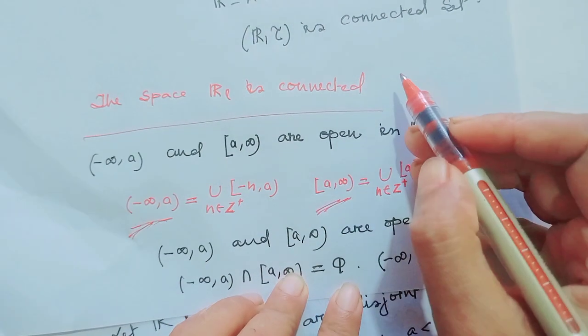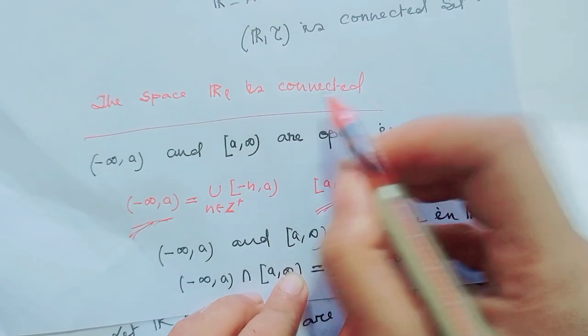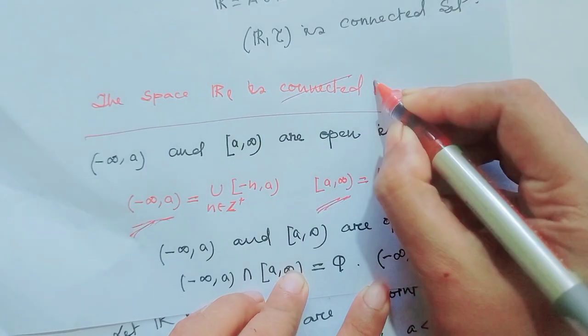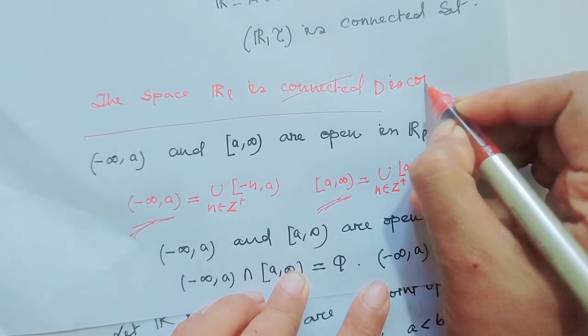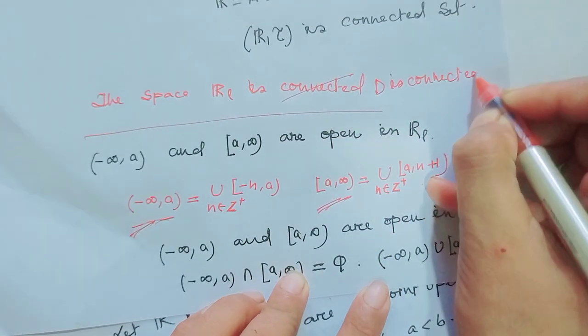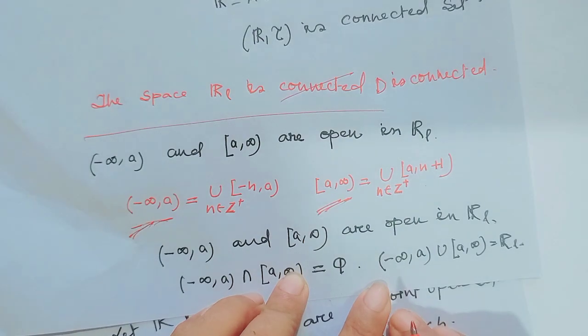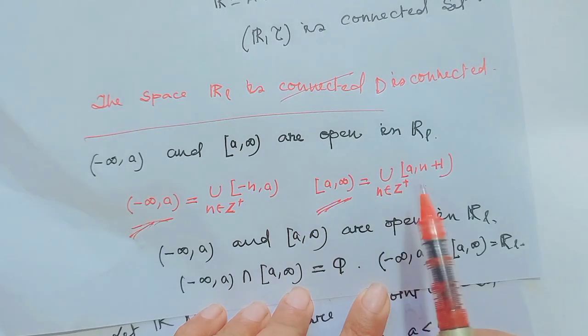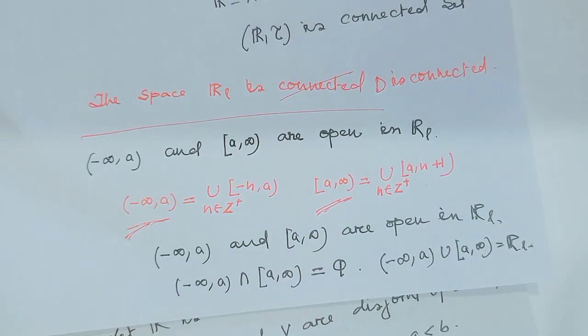This is wrong. The space R_L is actually disconnected. R_L is not connected because it can be expressed as two non-empty disjoint open sets. Okay? I will stop here.